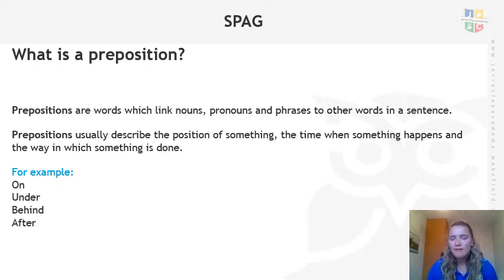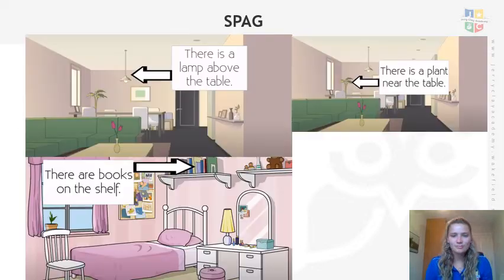If we have a look now and think about how we could use these, we're going to look at a picture next to see how we can put prepositions into our writing. Here are some examples of how we can use prepositions. One of them is: there is a lamp above the table. What is the preposition in that sentence? The preposition is the word above because it's telling you where the lamp is. It is above the table.